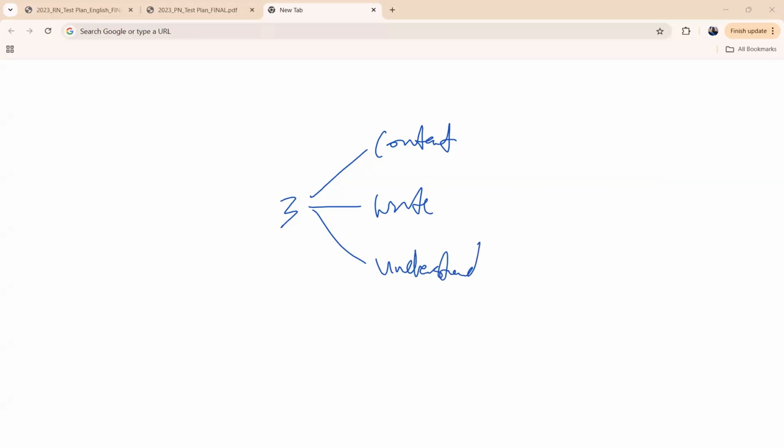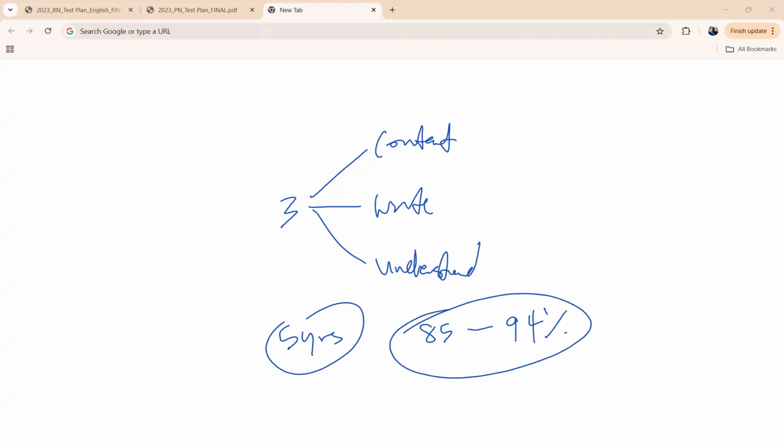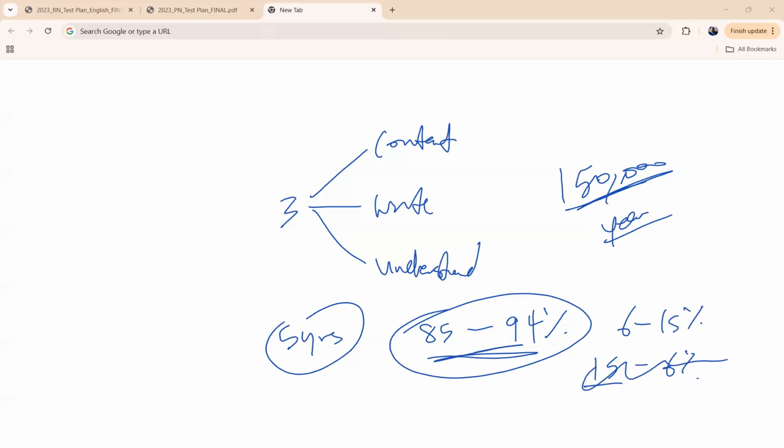Now, so far so good, right? I've been tracking for the past 5 years, and the pass rate has been between 85 all the way to 94%. We always have more than 150,000 nurses taking the NCLEX exam every year. So if this is the pass rate, it means that only 6 to 15% fail the NCLEX exam every year. So the percentage is low. But do you know where the problem is? The problem is when students are repeating the exam.